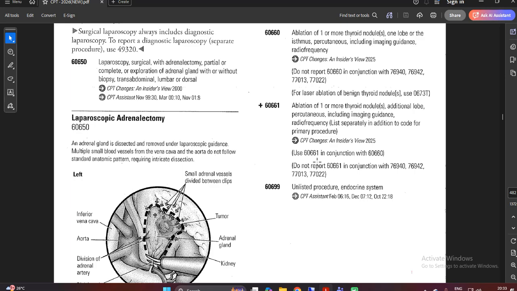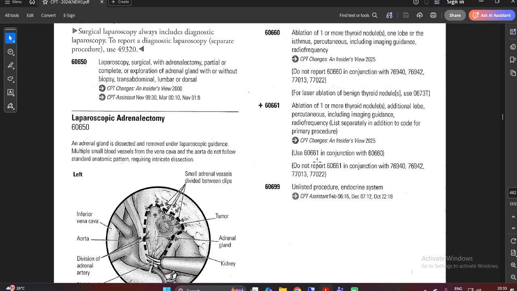Okay. So what is important here? Whenever you want to code ablations, you need to check the documentation. What do you check, guys? The approach, you need to check how the physician is doing it, radio frequency or laser. So radio frequency 60660, laser 0673T.